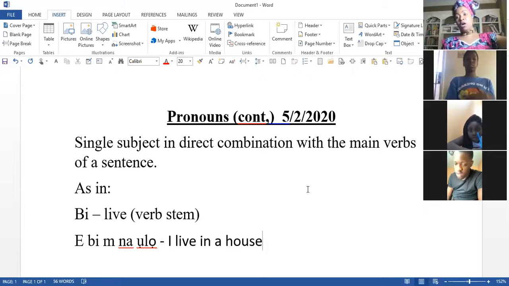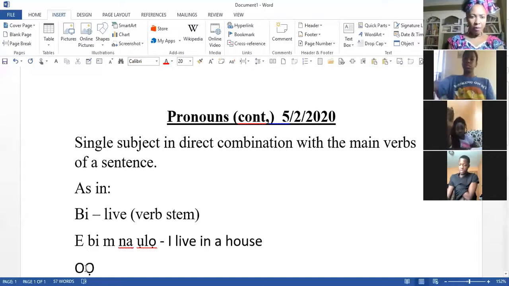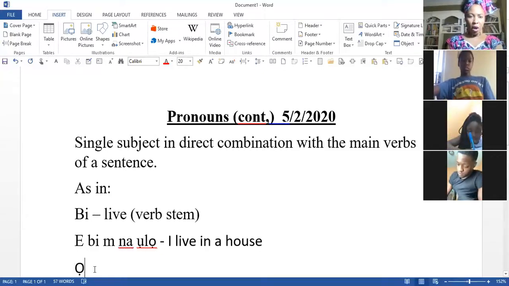Now, if you want to say, like second person, now third person, you want to tell me that your sister lives in a house. Remember what we did about the pronouns. So what will you say? When you say he, she, it lives in a house, it's going to be Obi. And we're going to put Obi na ụlọ.